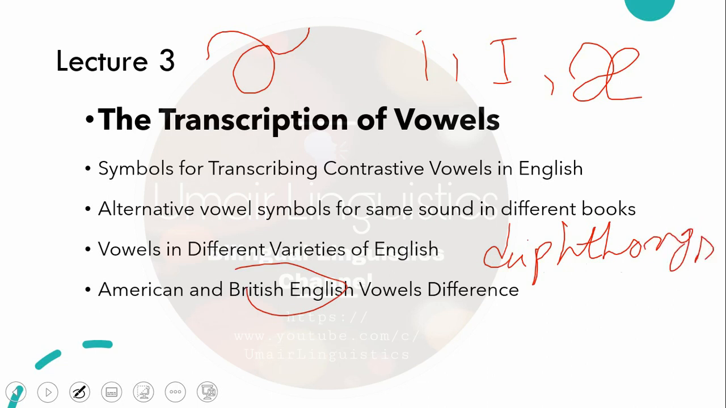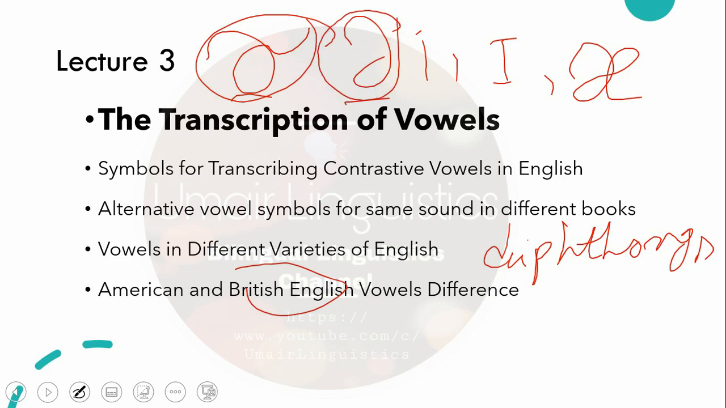Similarly, there are some differences between vowels, and one of the differences is that one sound is usually transcribed for American English, and for the same version another sound is usually transcribed in British English. Although this sound we usually do not use in British English, this sound can be used both in British English as well as in American English.